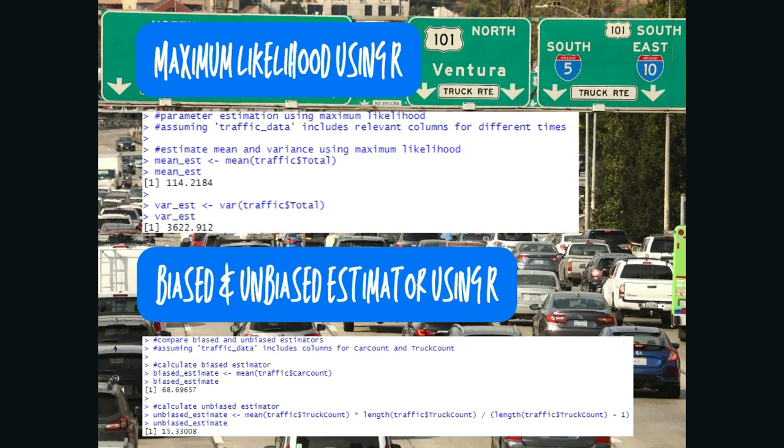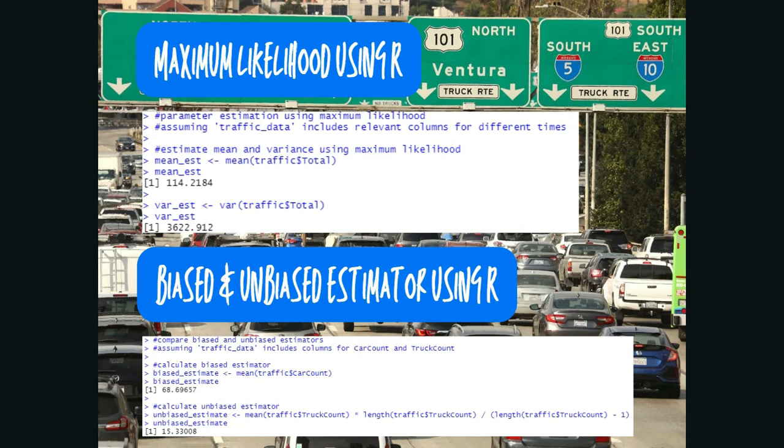The estimated mean traffic count indicates the average expected flow, while the variance gives insight into variability around this mean. And here's an unbiased and biased estimator. The purpose is to compare estimators that may be biased or unbiased in estimating traffic flow parameters. The method is to calculate the biased estimator, or in other words, the mean of the car count, and the unbiased estimator, the adjusted mean of the truck count.